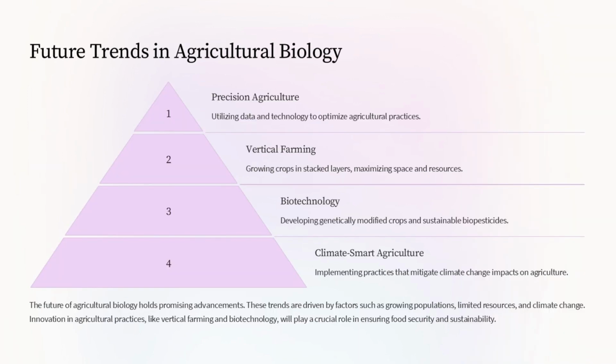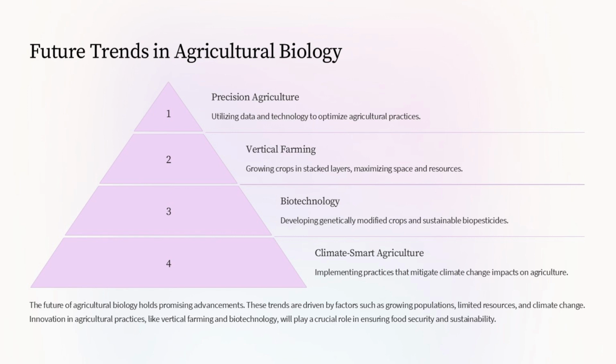The future of agricultural biology is marked by exciting trends that will shape the industry. Precision agriculture leverages data and technology to optimize farming practices, improving efficiency and yields. Vertical farming allows crops to be grown in stacked layers, maximizing limited space and resources.